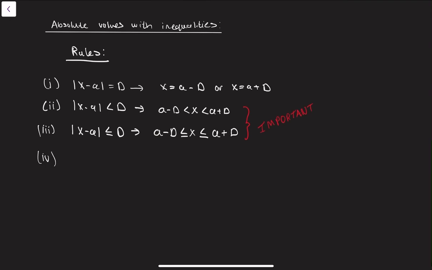Last but not least, we have |x minus a| being greater than d. And in this case, we'll have either x is less than a minus d, or x greater than a plus d. So yeah, as mentioned, these two are the most important. We might touch on this one, but for the most part, rules 2 and 3 are very important.